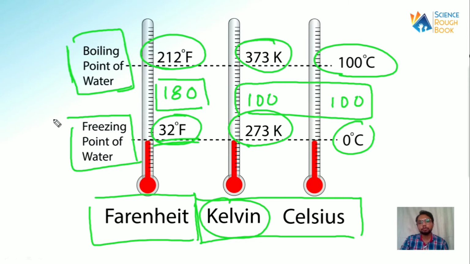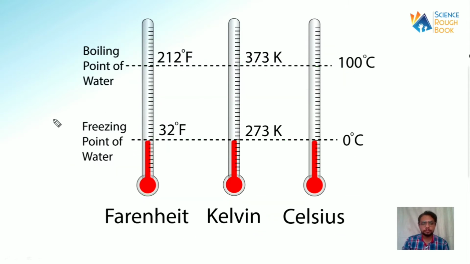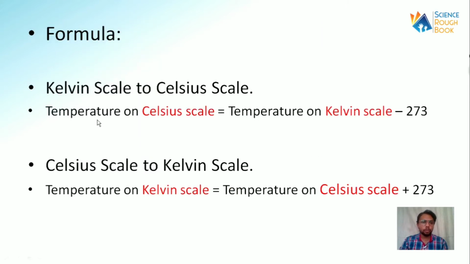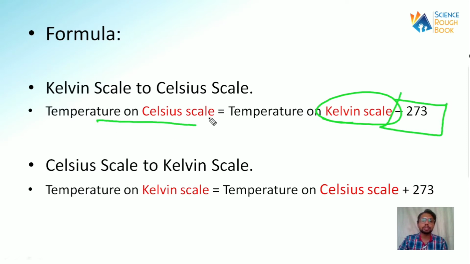Now we shall go with the numericals, how it is done and how the formula is used. First of all, the formula for Kelvin scale to Celsius scale, that is, how to convert a Kelvin temperature to Celsius. The formula is: temperature on the Celsius scale is equal to temperature on the Kelvin scale minus 273. Whatever temperature is given in Kelvin, you just have to subtract 273 from it, and that will give you the temperature in Celsius.